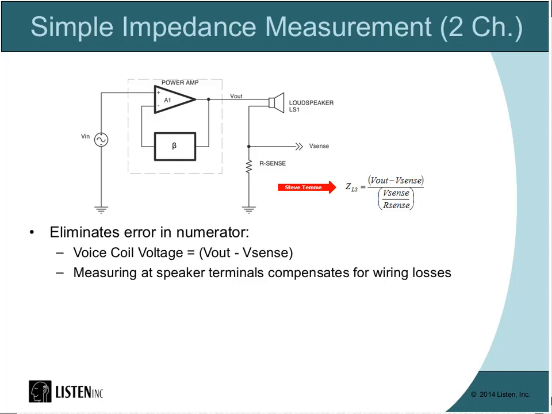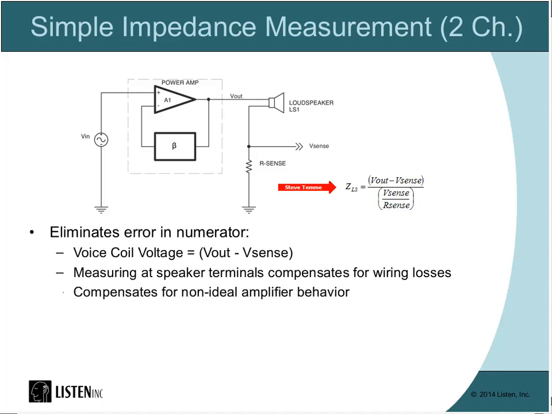As I mentioned, we're measuring at the speaker terminals. Closer to the speaker terminals, the better. That will eliminate or compensate for wiring losses. It still won't compensate for bad connections, so you still need to take care in how you connect your clip leads or whatever you're using to the wires.